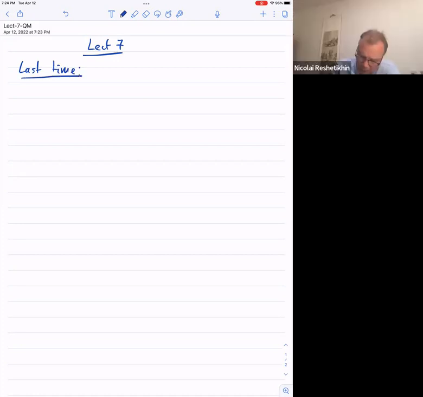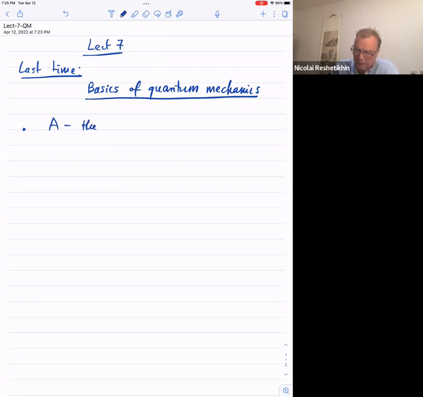Last time I introduced some basics of quantum mechanics. And by basics, I don't mean the physics basics, but mathematical basics. The basic mathematical structures and formal structures in quantum mechanics. So the first structure is the algebra. When I'm defining this, I mean the following: if somebody says that here is a quantum mechanical system, these are the first things that should be defined.